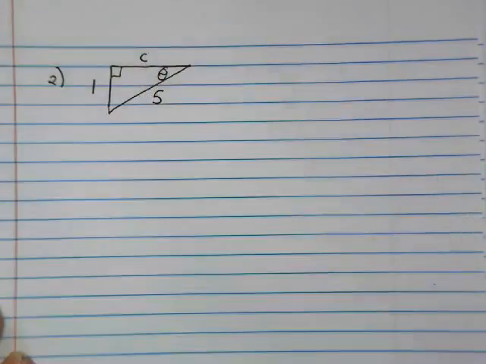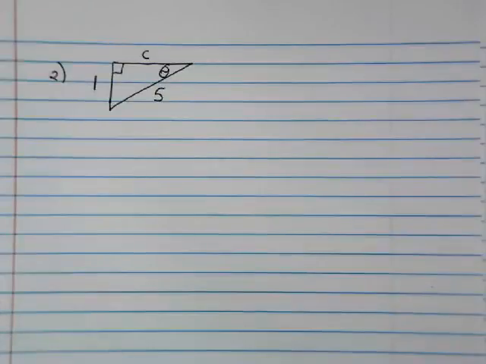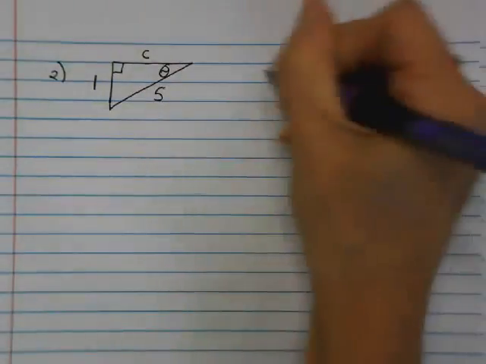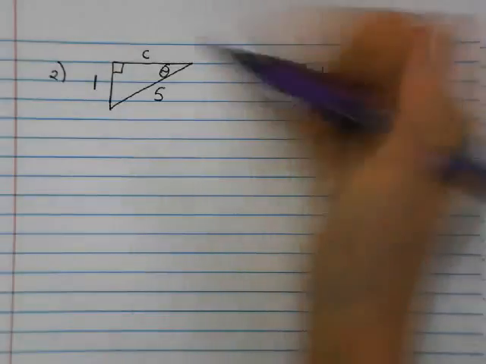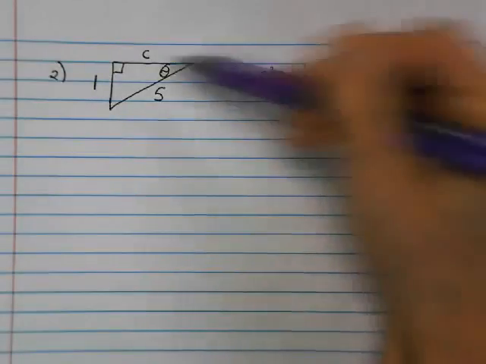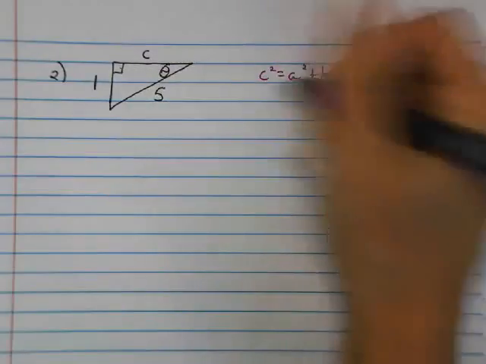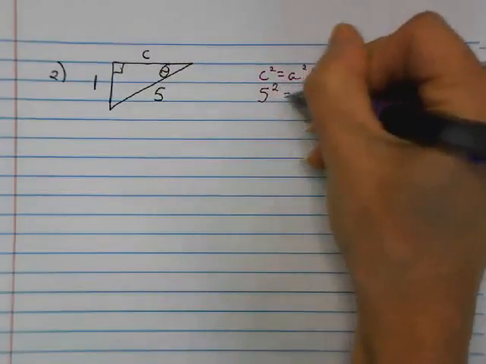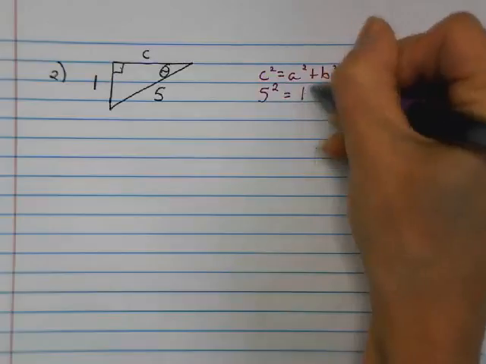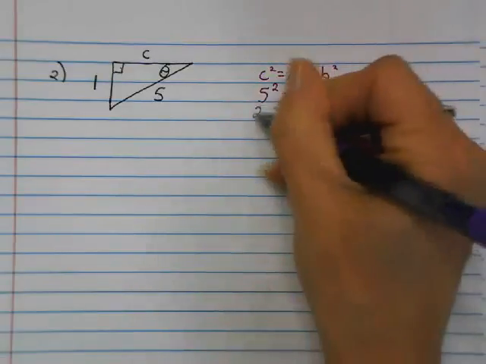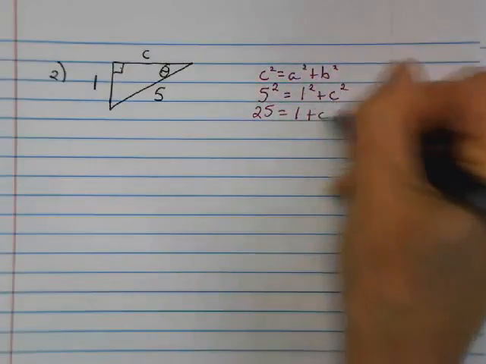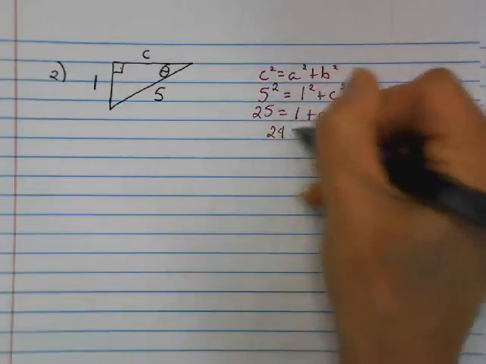So first thing we're going to do is find C, and then we're going to go ahead and find all our other trig functions. Alright, so again, it's Pythagorean theorem, c squared equals a squared plus b squared. This time, C, remember, represents your hypotenuse. My hypotenuse is 5. So 5 squared equals 1 squared plus c squared. Alright, so 25 equals 1 plus c squared. 24 equals c squared, so c is the square root of 24.